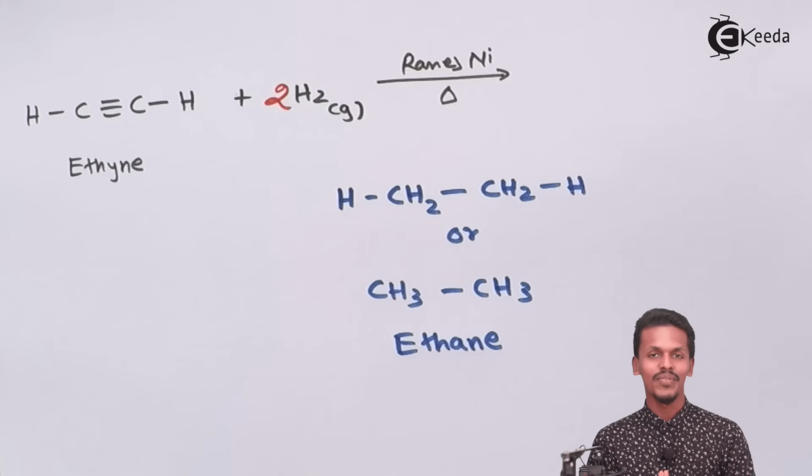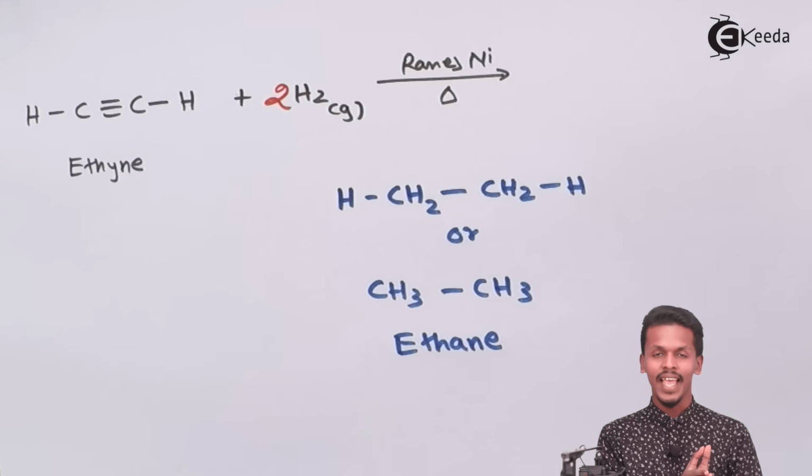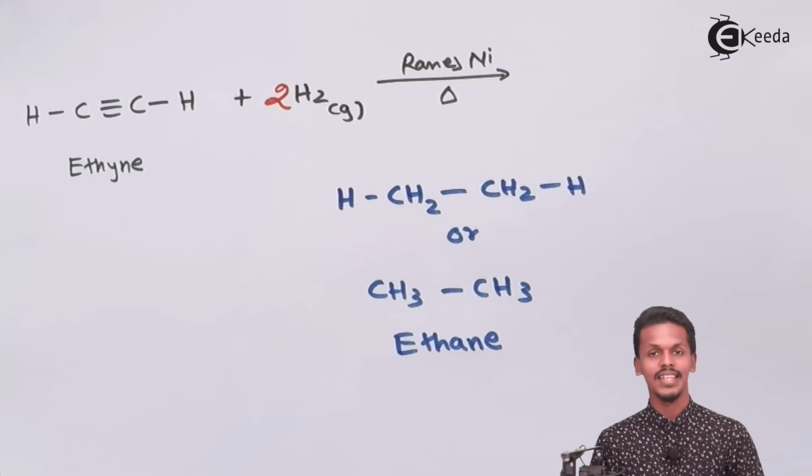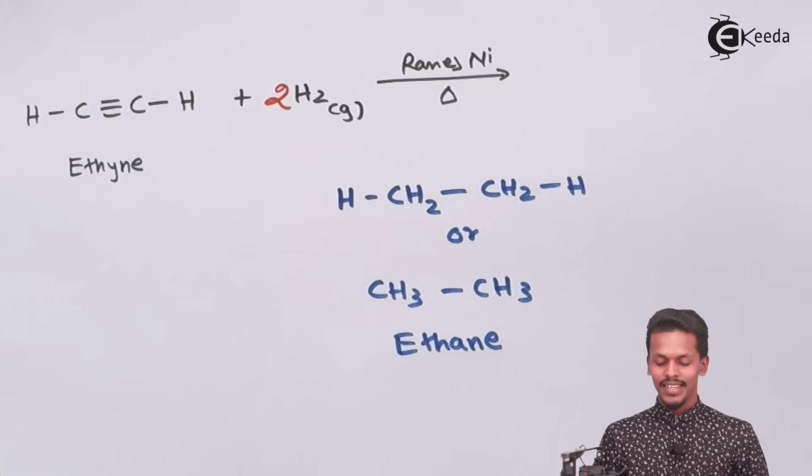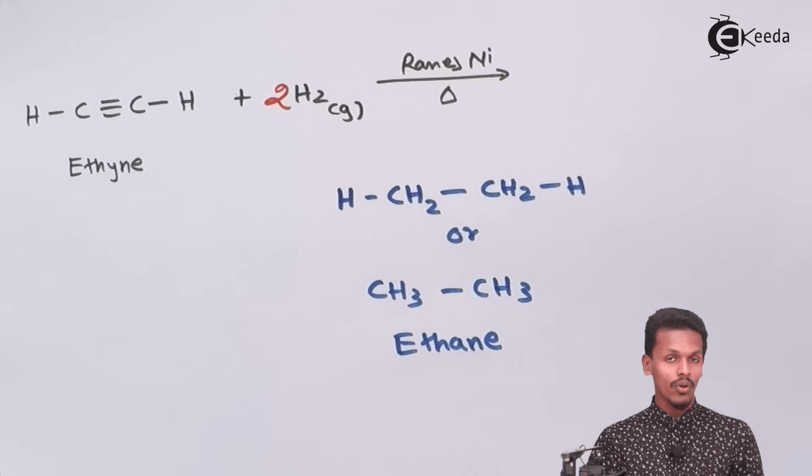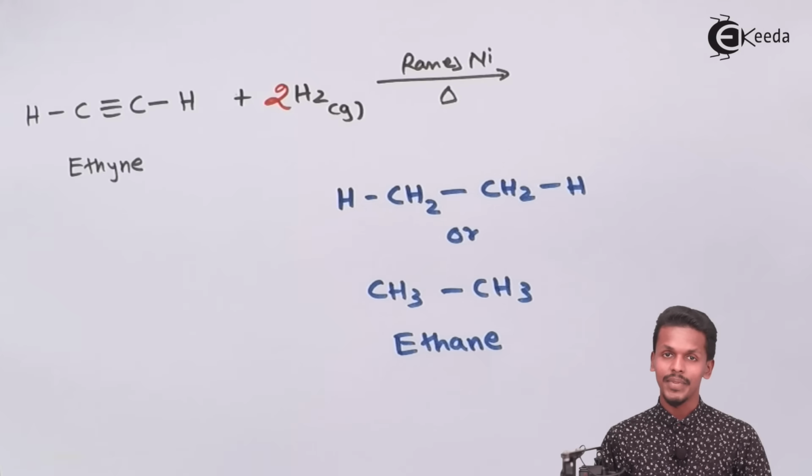So this is how we could convert an alkyne to basically an alkane, and the number of carbon atoms would not change; it would be the same. So let me give you another example.